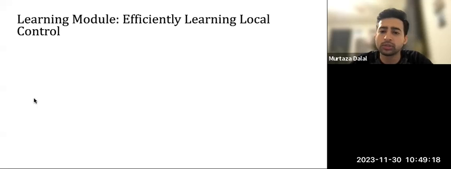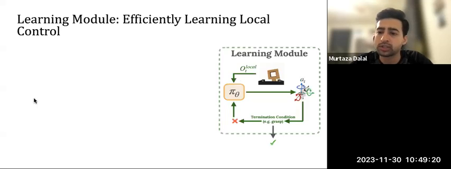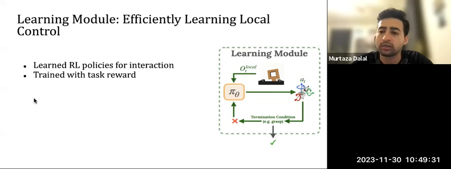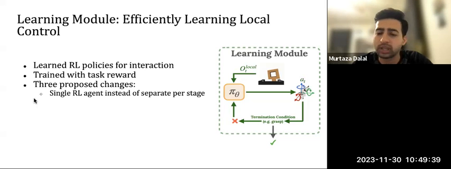Finally, once the sequencing module puts the agent close to the target of interest, we train RL policies to interact with the scene by optimizing the task reward. We make 3 changes here to maximize learning performance. One, the RL agent is trained with just a single policy across all of the different stages. This allows the agent to share the value function and adapt its behavior according to different stages.